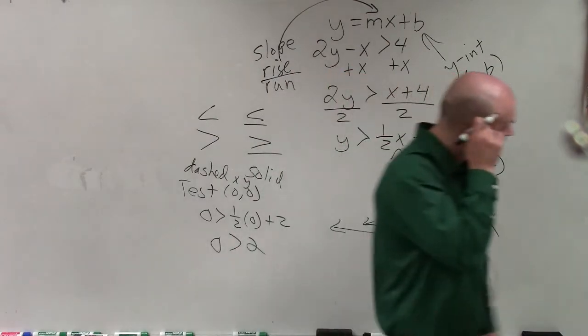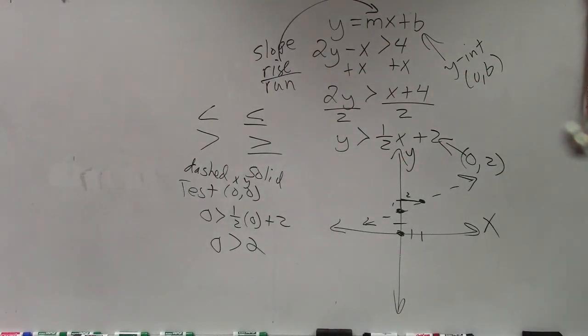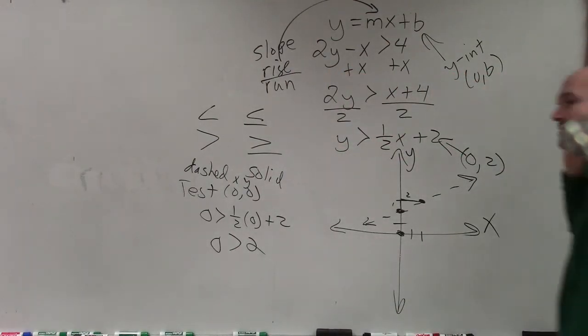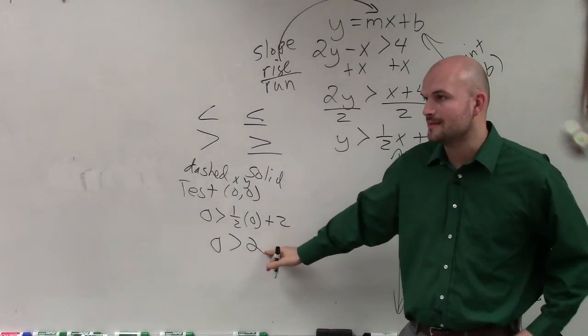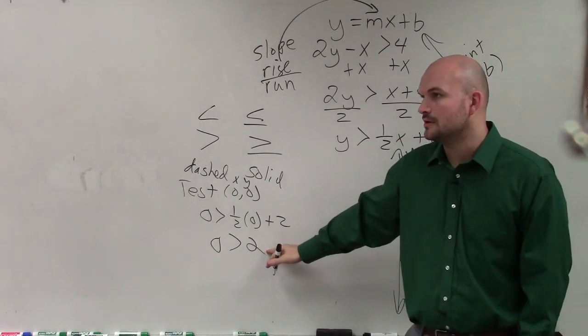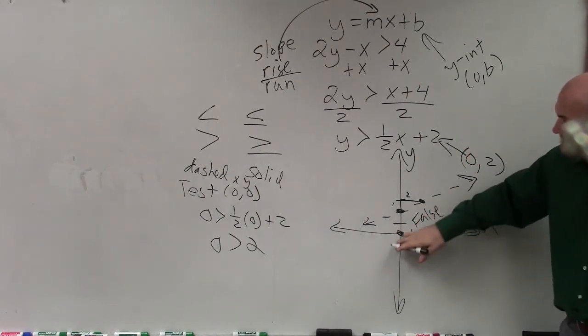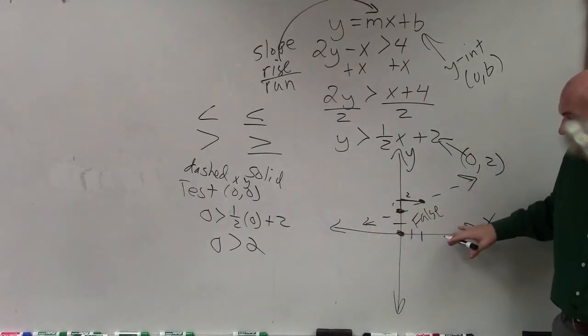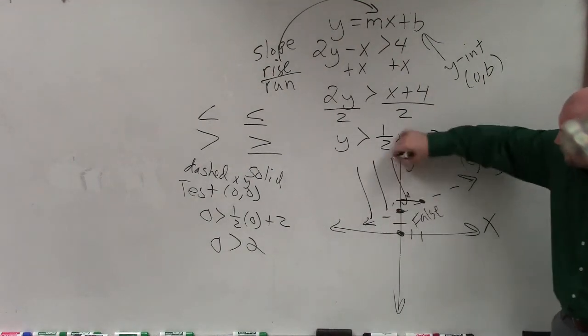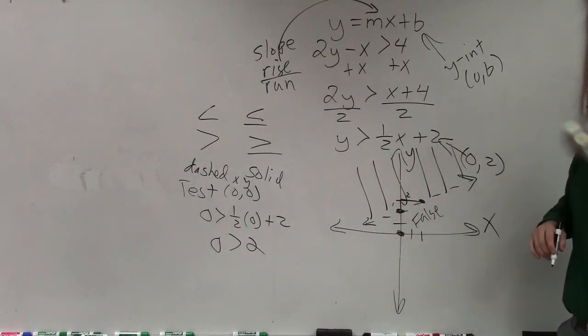So then I ask, Macy, is that true or false? Is 0 greater than 2? False. Since that is false, that means all the points below the line are false, and all the points above the line are true. So that's what we're going to shade.